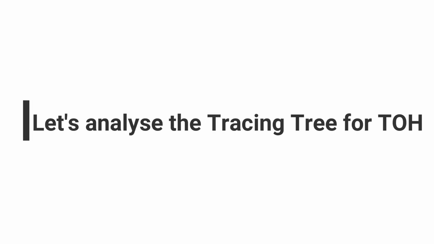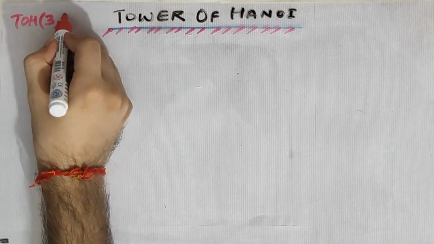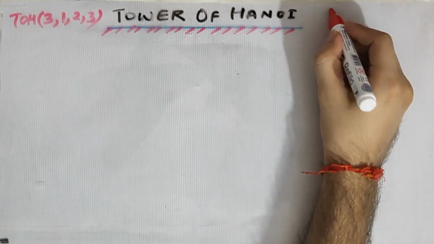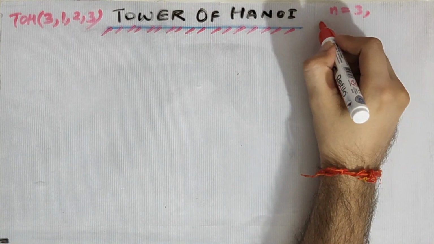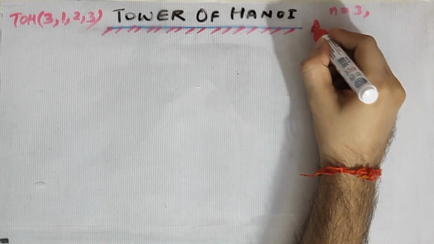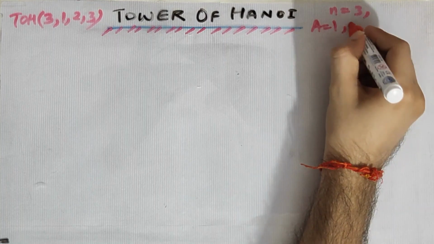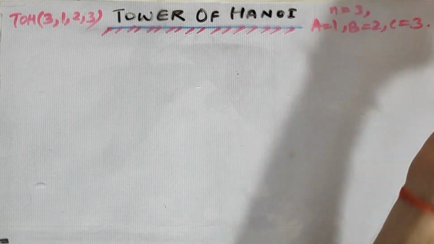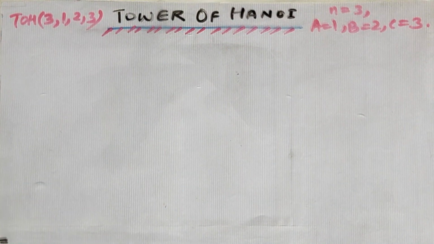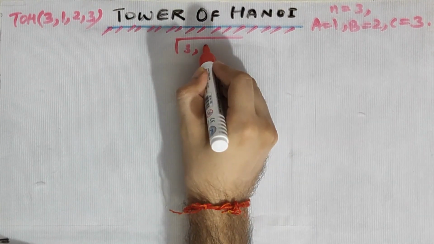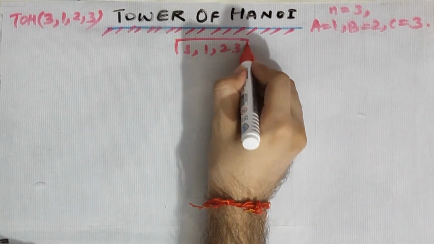Now let us make the tracing tree for the call TOH 3 1 2 3. So here n is equal to 3, and I have taken the rods, that is the towers, as integers. So we will make A equal to 1, B equal to 2, and C equal to 3. You are free to use characters if you want. The first call is 3 1 2 3.